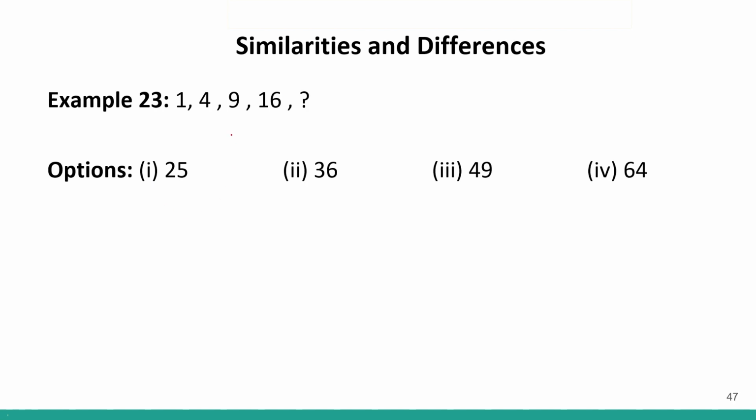Now, 1, 4, 9, 16. Very early on, I told you that it is important to remember squares of 1 to 30. So, if you remember the squares, you can clearly see this is square of 1. Similarly, 4 is square of 2. 9 is square of 3. 16 is square of 4. So, next we have to find the square of 5, which will be 25. So, my answer will be option number 1, 25.